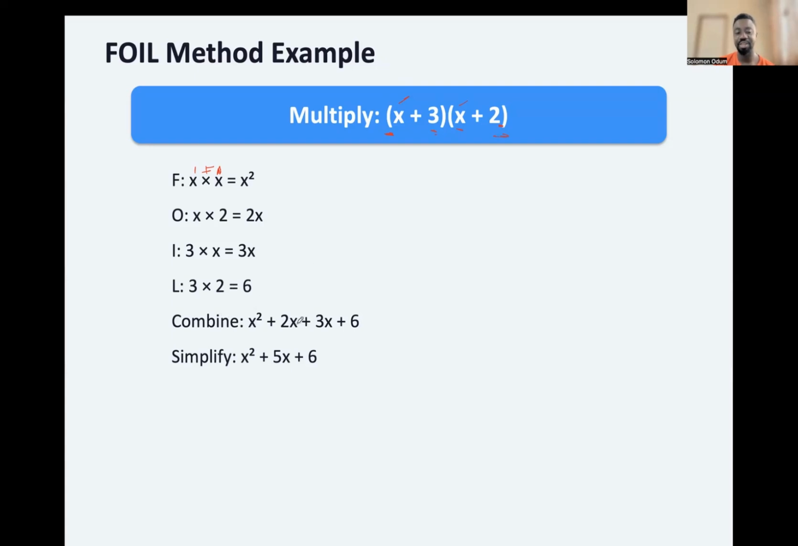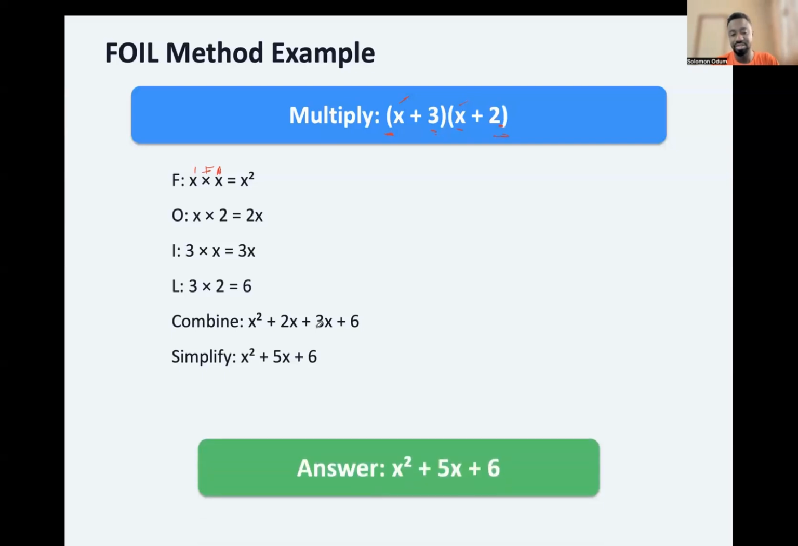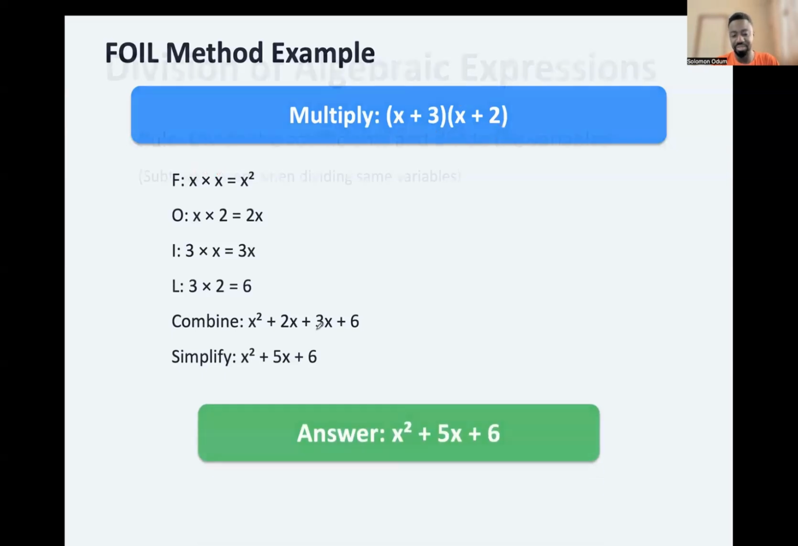So you have x squared plus 6x plus 5x plus 30. But here we can simplify this because these are like terms. We have the same variable. So 6x plus 5x will give us 11x. So the answer gives us x squared plus 11x plus 30.